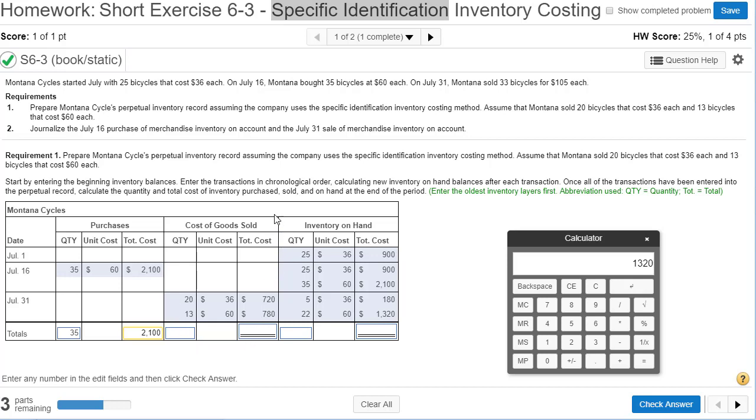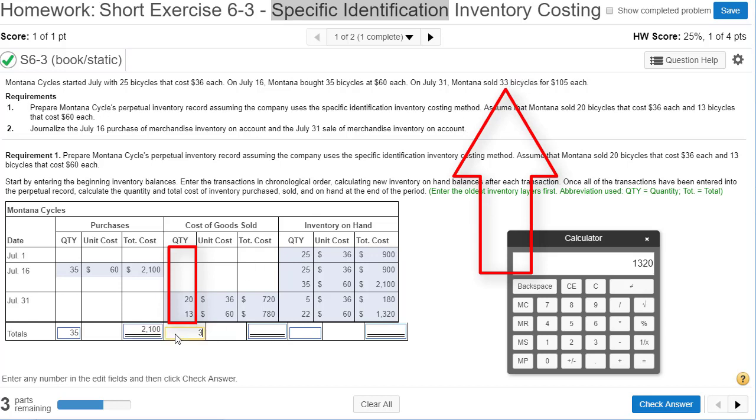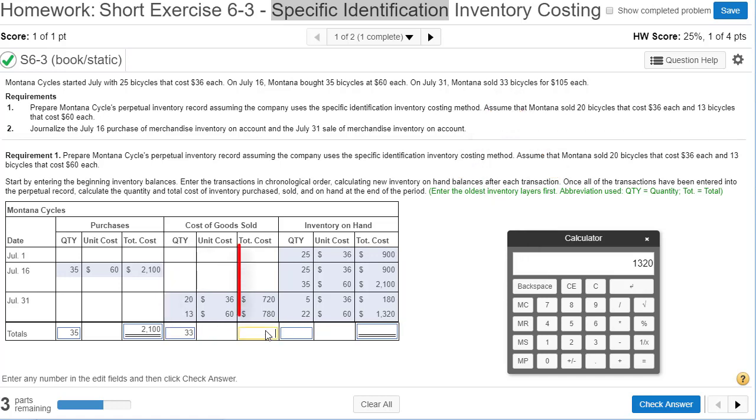Now we're looking at our cost of goods sold column. What's the quantity of bicycles that we sold? We sold 20 plus 13, which, notice, has to match up here where it says we sold 33 bicycles. So we sold 33. And what was the total cost to us of those bicycles? $780 plus $720. So 7 plus 7 is $1,400 plus 100. So that's $1,500. So our cost of goods sold for this sale on July 31st is $1,500.